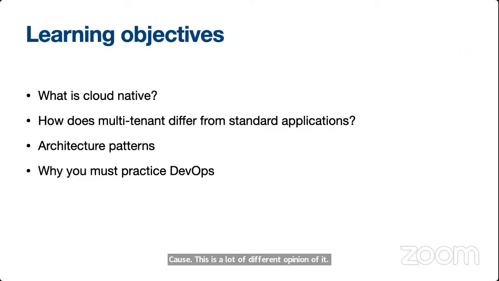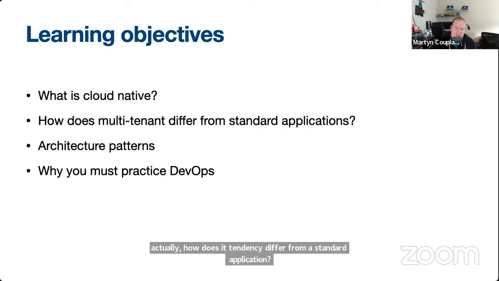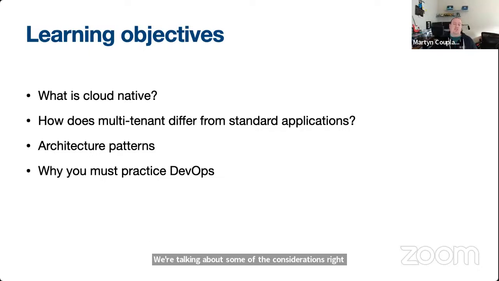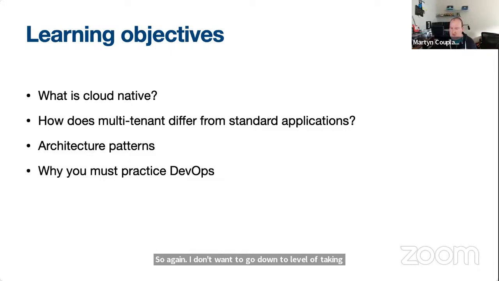How does multi-tenancy differ from a standard application? We're going to talk about some of the considerations to make within there. We're also going to talk about some of the architecture patterns for multi-tenancy. Again, I don't want to go down to the level of teaching people to suck eggs about writing code and writing microservices and writing APIs. I'm sure all of you do parts of that or have done elements of that.